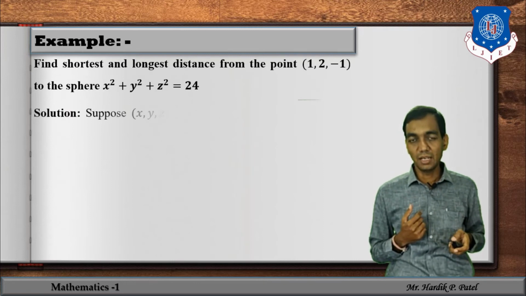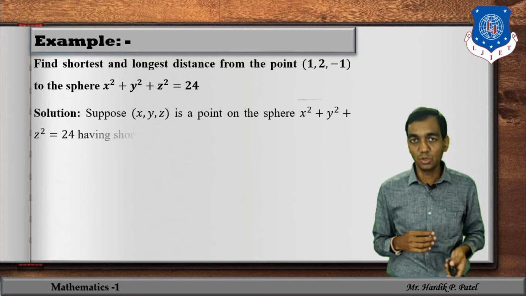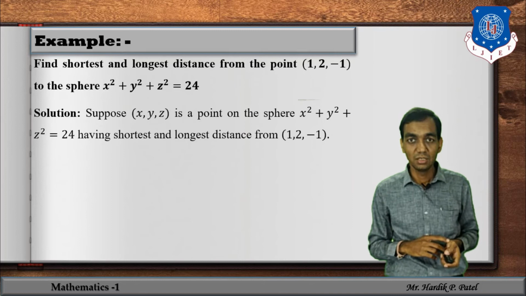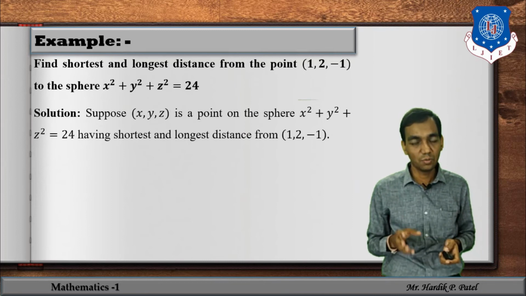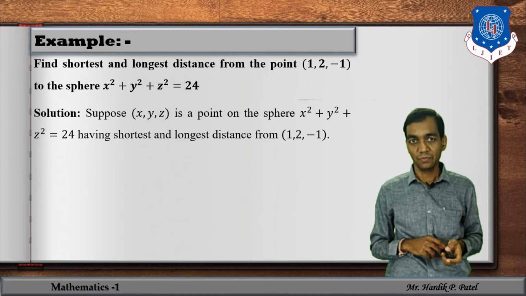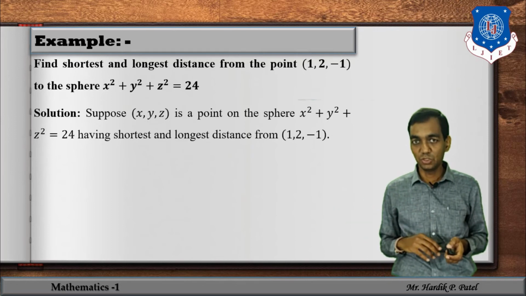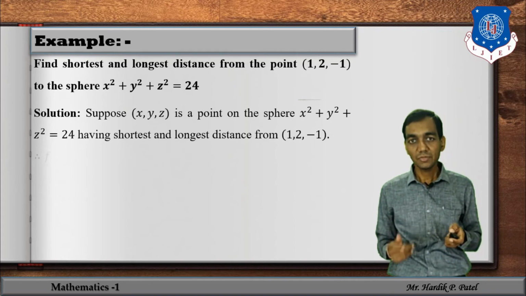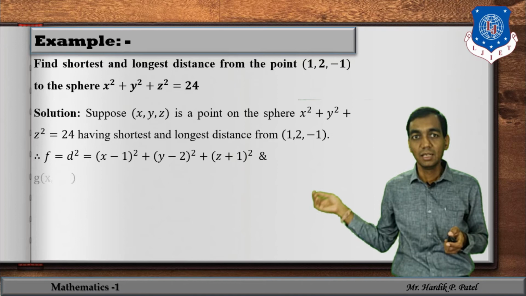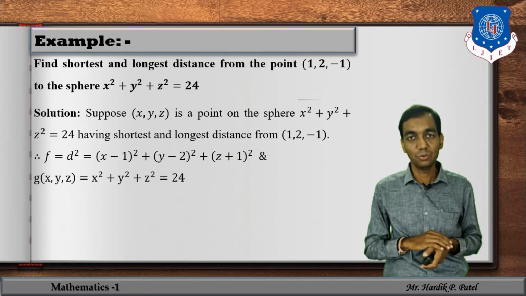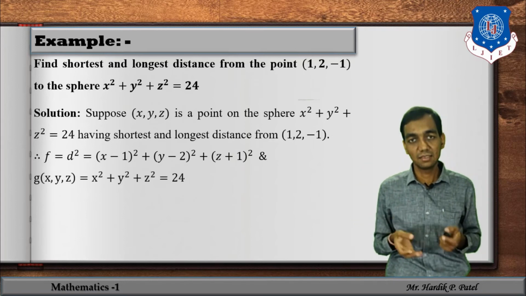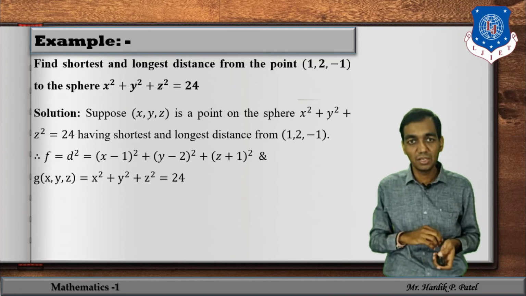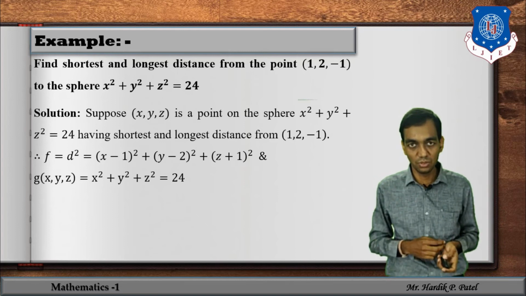So first you have to apply the distance formula. Because we are going to take one point on the sphere, let (x, y, z) be the required point on the sphere x² + y² + z² = 24, which has the shortest or the longest distance from the point (1, 2, −1). Now what we are going to do is take f = d². That means we are going to define the function as the distance squared. But the distance is nothing but the square root of (x − 1)² + (y − 2)² + (z + 1)².